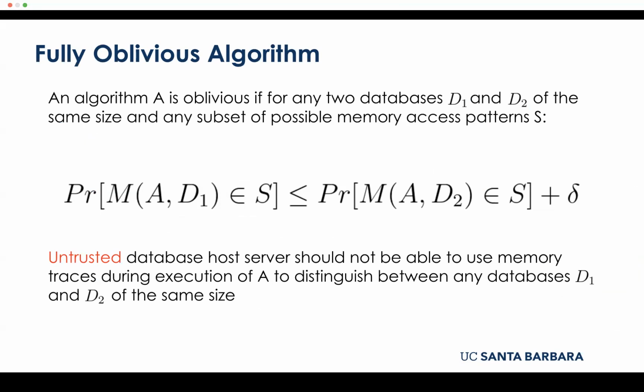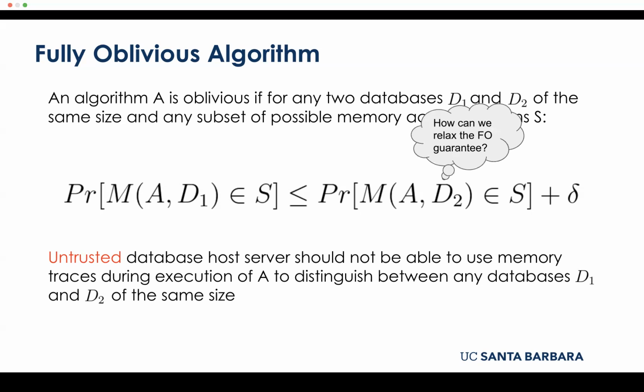We say the algorithm A is fully oblivious because from the adversary's view, the memory traces on D1 and D2 are indistinguishable up to a negligible parameter delta. This ensures that an untrusted database host server should not be able to use the memory traces during execution of A to distinguish between any databases D1 and D2 of the same size.